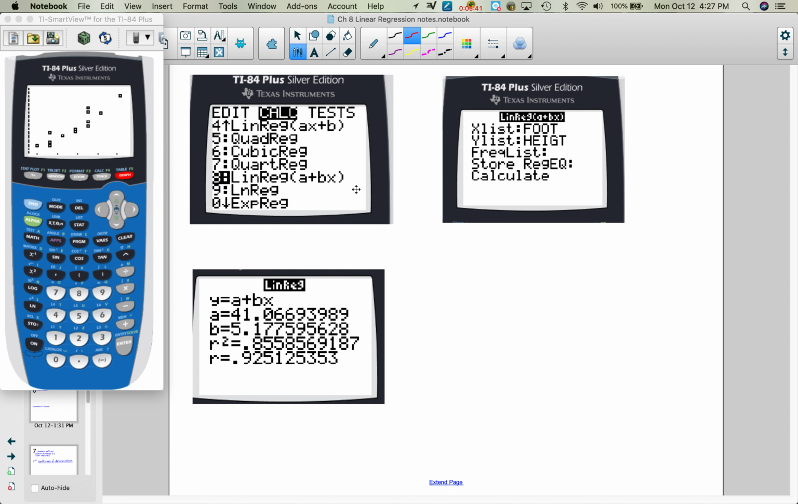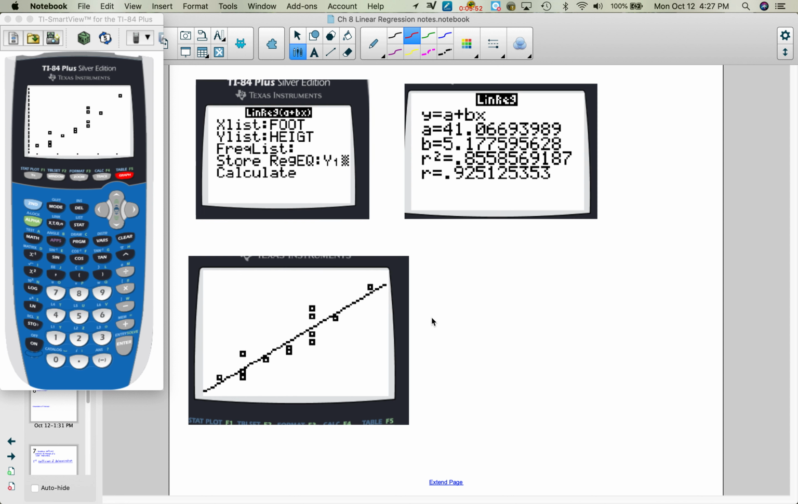So when you look back, if you forget, so you know what to do. And then this had the information, and you can see our value for R. Now, notice that we also see a bunch of other stuff, including this equation right here. And notice the format of it: Y equals A plus BX.